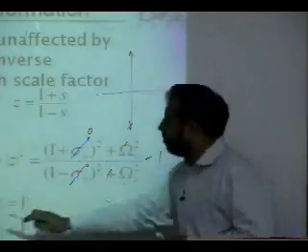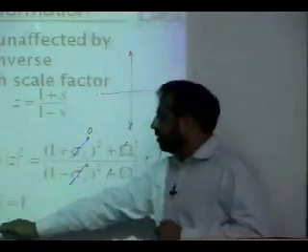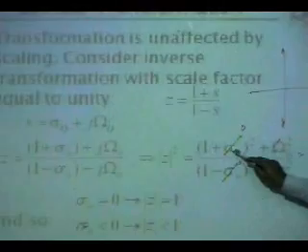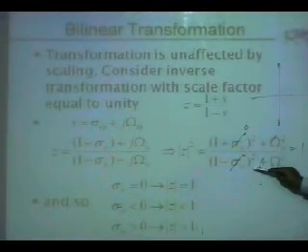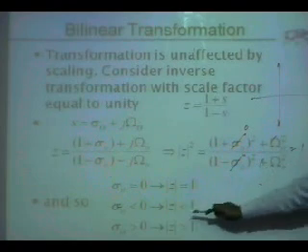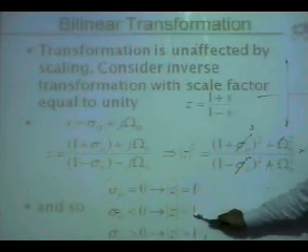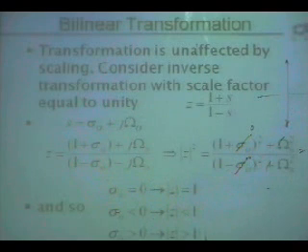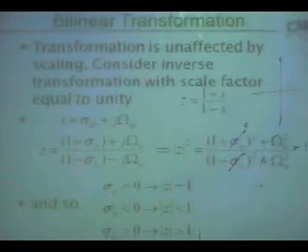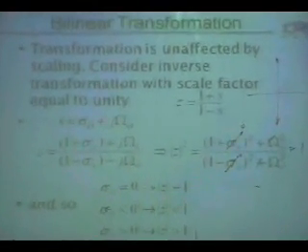Now try a value of sigma naught which is less than 0. We know if this is less than 0, then the numerator will always be smaller than the denominator, so the z magnitude will always be less than 1. So it means that a left hand side pole will be mapped inside the unit circle. And similarly the right hand side pole will be mapped outside the unit circle. Then there is this relationship.